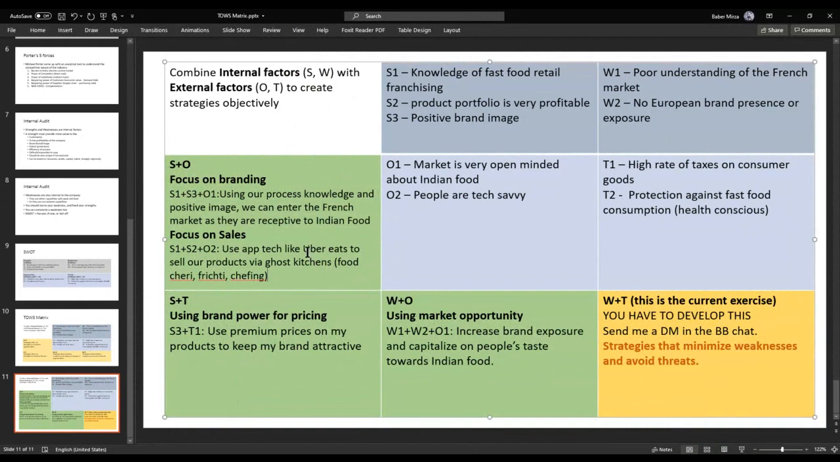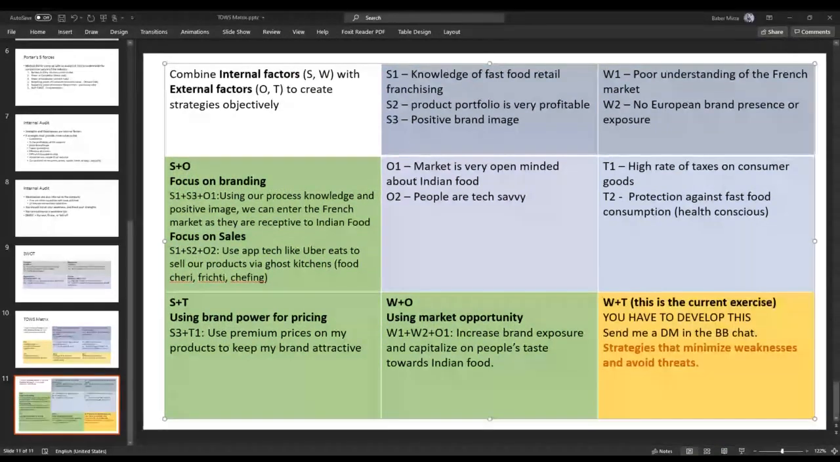The next one is weaknesses. Now, you may be weak in certain divisions, like over here, you have a poor understanding of the French market, but there's an opportunity out there, like this one: the market is open-minded about Indian food. So even though you don't know too much about the market, here's an opportunity for you to capitalize on. So strategize to minimize your weakness, meaning starve your weakness, but take advantage of the current trend in the market. So you use the forces from the external part, from the PESTEL, that can help you build your business in another country.